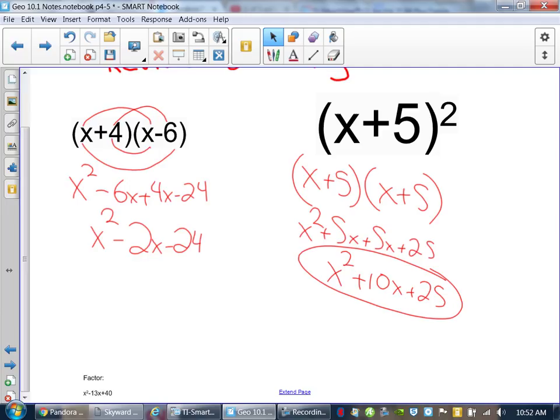That's the answer. Because you're not solving for anything. There's no equal sign, so it's not an equation. It's an expression. You're distributing it out to make it something that's more workable. Okay. Which means then we get to the point of knowing how to FOIL.